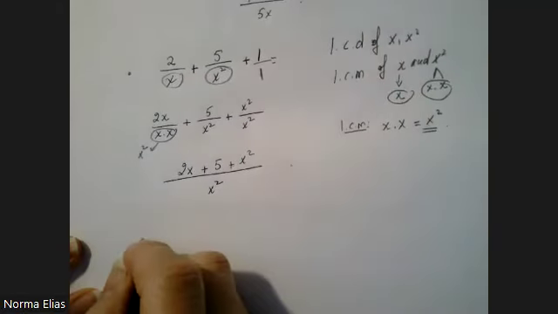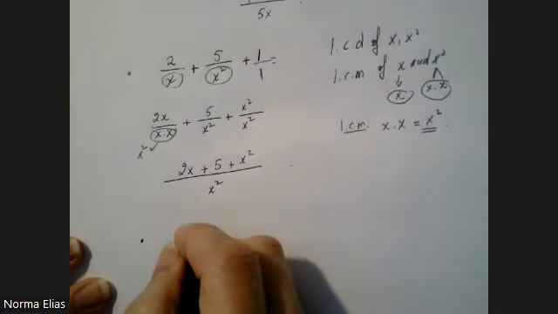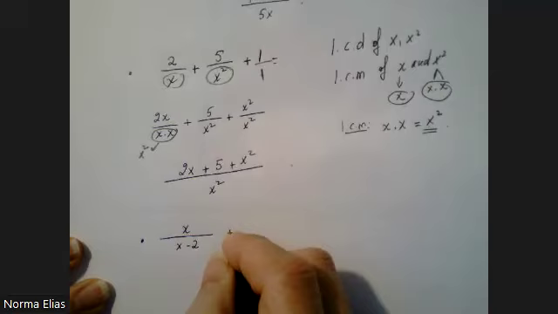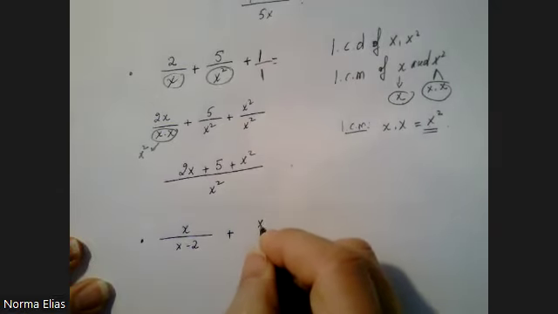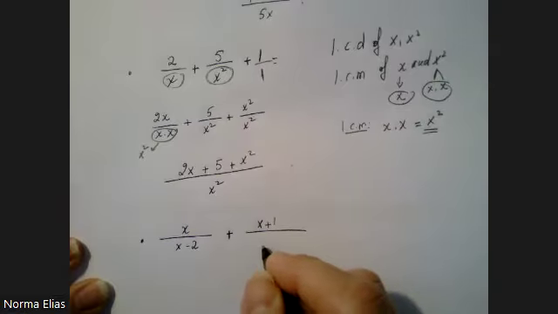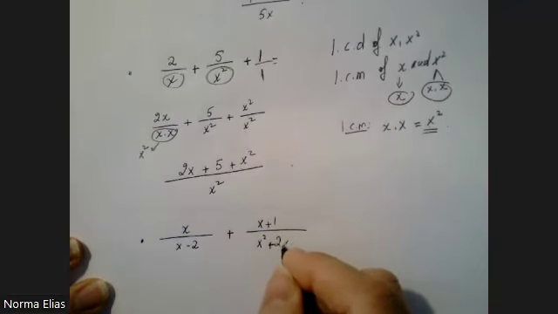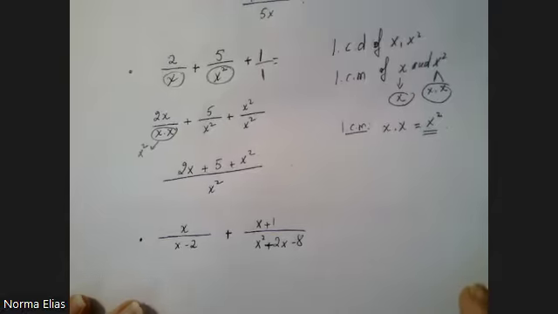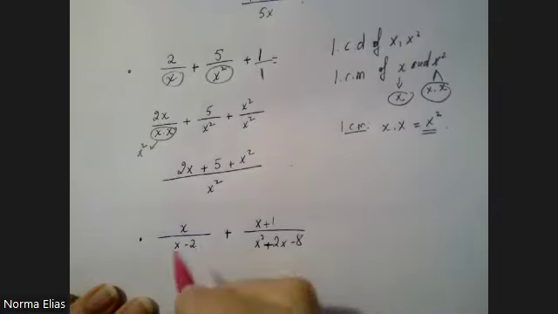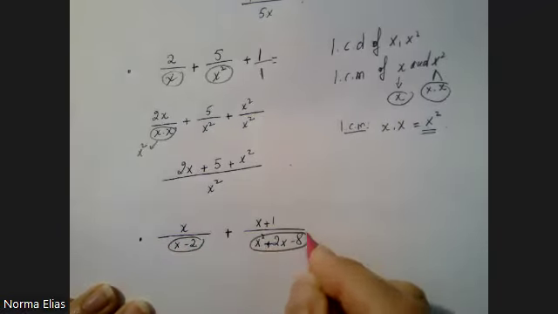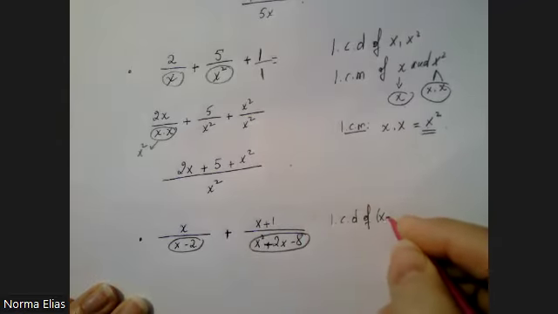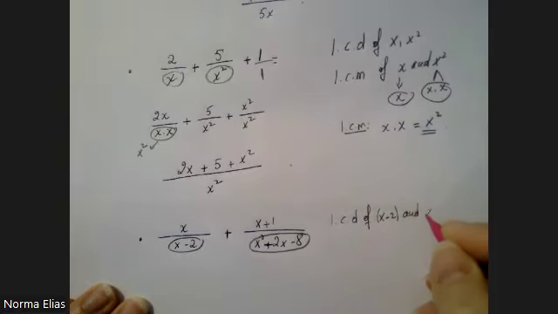Okay. Now, another example along the same line. Suppose I give you x over x minus 2 plus x plus 1 over x squared plus 2x minus 8. I know that it looks horrific, it looks nightmarish, but we have to simplify it. All right. It's two fractions. There is one way out. We look for the least common denominator of those two expressions. So the least common denominator of x minus 2 and x squared plus 2x minus 8.